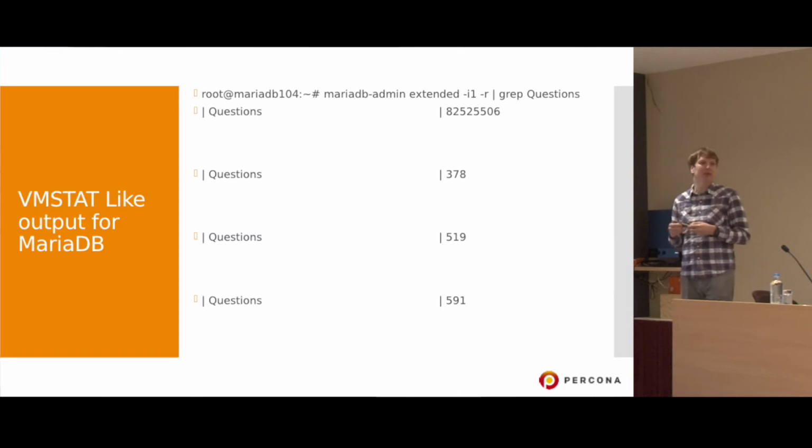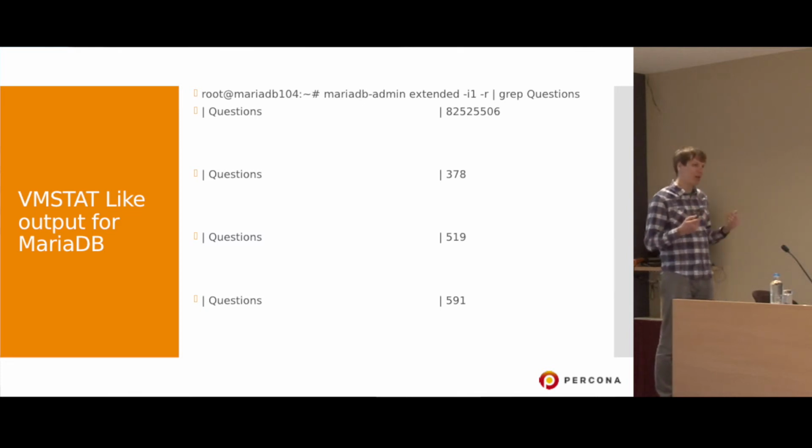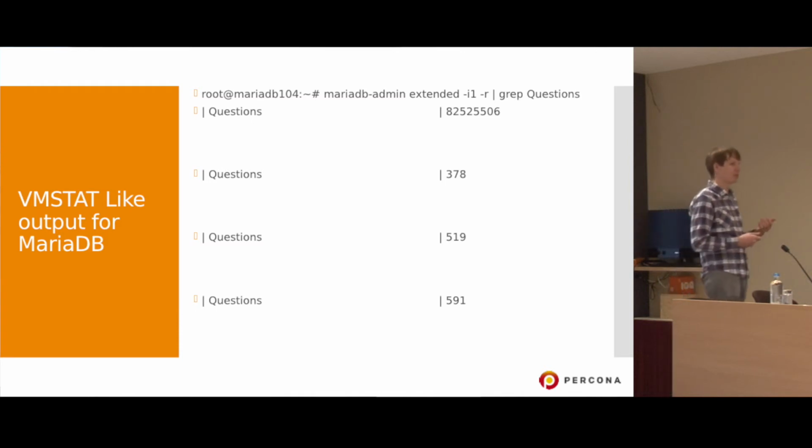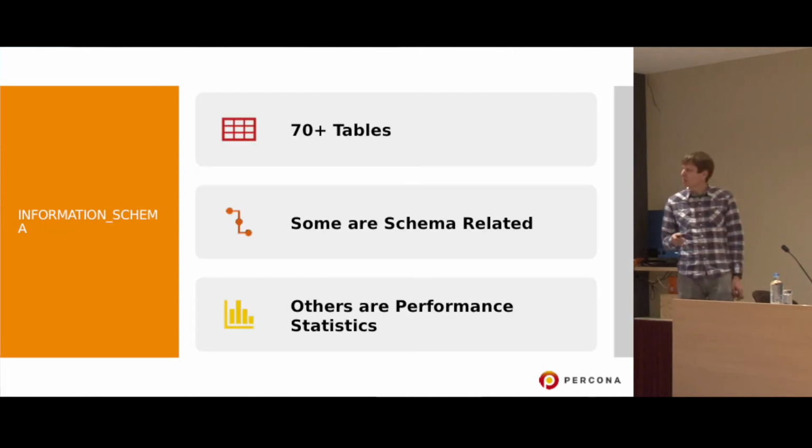If you are looking to get something like stats-like output, you can use mariadb-admin or mysqladmin to get such output. If you look here, the first value is from the start of the system, and then the following values correspond to increments. In this case, it corresponds to just one second.